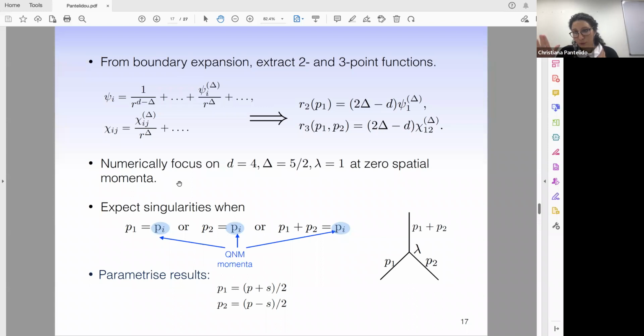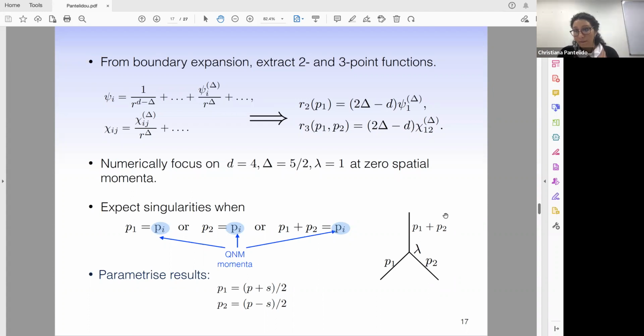But before I move on to show you the results that we got, let me start by describing what sort of singularities we expect to see in this 3-point function. When thinking in terms of singularities, it's useful to think in terms of contact diagrams. Remember, we are doing lambda phi cube, so at tree level, the contact diagrams look something like this. P1 and P2 are the momenta of the ingoing modes. And because of momentum conservation, the third, outgoing leg should have momentum P1 plus P2.